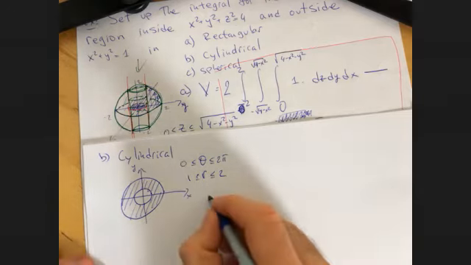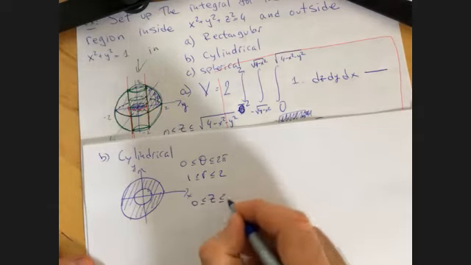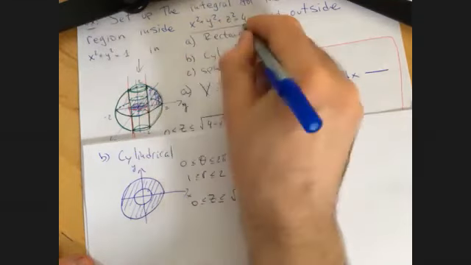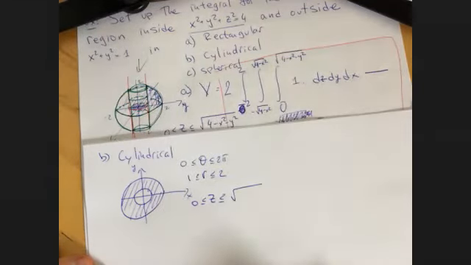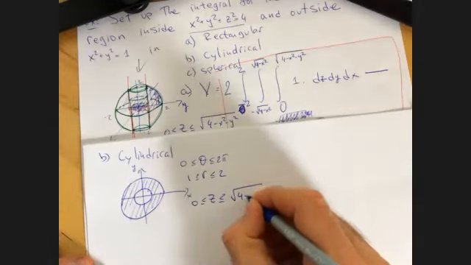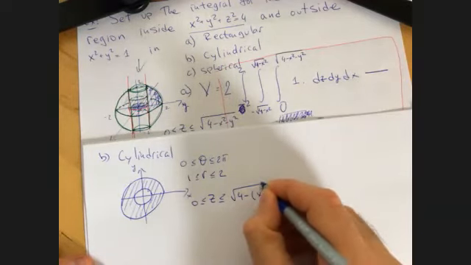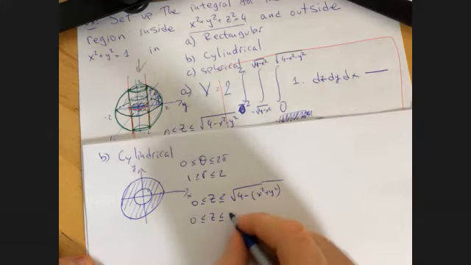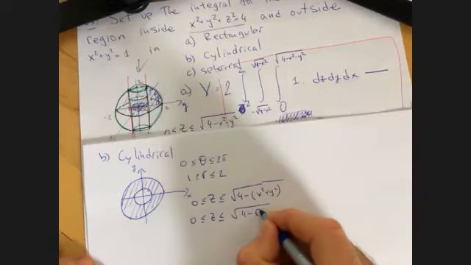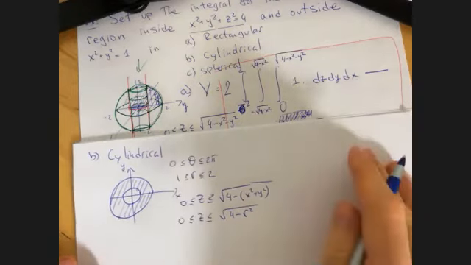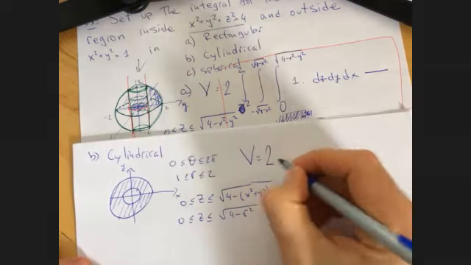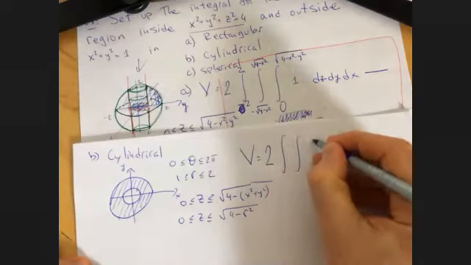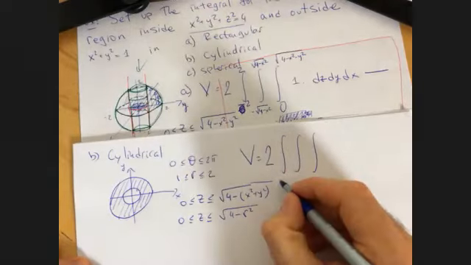And then z is between 0 and, well, the sphere here. And the sphere is square root of 4 minus x squared minus y squared, sorry, plus. So that means z is between 0 and square root of 4 minus r squared. So in cylindrical coordinates, the volume is 2 times, again, I'm taking 2 because I'm starting at 0, theta goes from 0 to 2 pi.